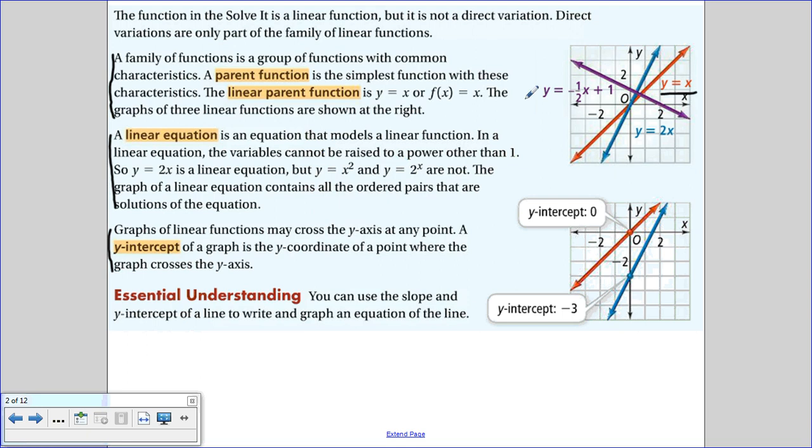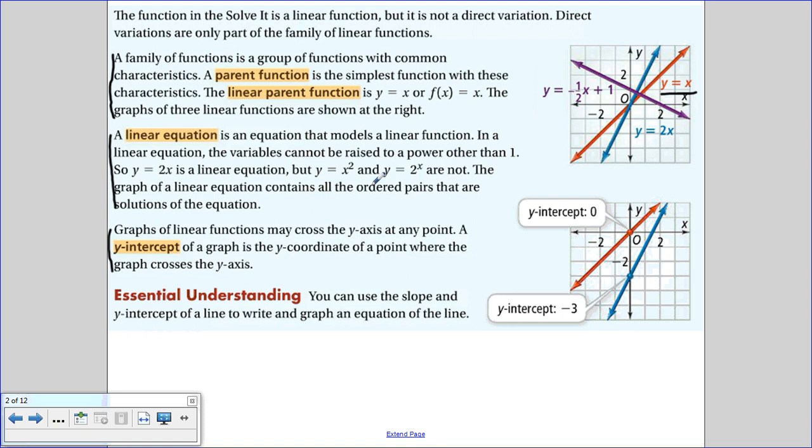And then what we kind of refer to these as just different functions from the parent function. An equation, a linear equation, is just an equation that models a linear function. Okay, so like I said, equation, function is pretty interchangeable. It still is the same here. So what we're looking at is linear equations and how they look on graphs and stuff.